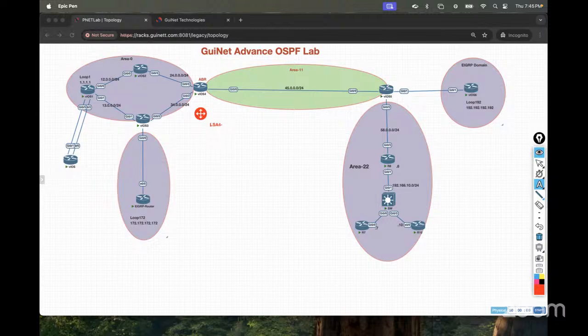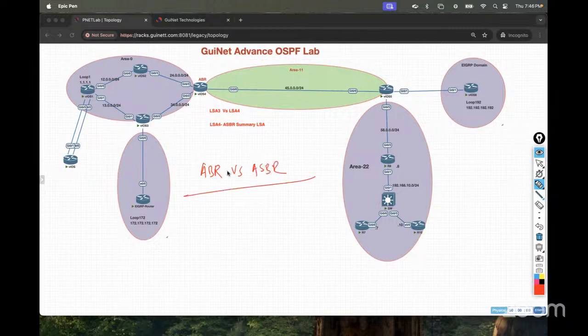So LSA 4 is basically known as the ASBR summary LSA. People are always confused about LSA 3 versus LSA 4. And most interviewers are always going to ask why we use LSA 4 and why we use LSA 3. So one thing you have to understand is what is my ABR and what is my ASBR.